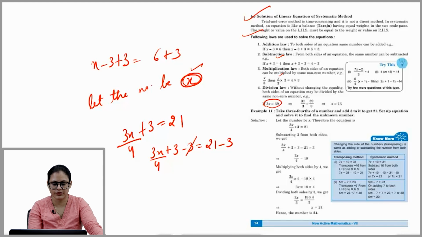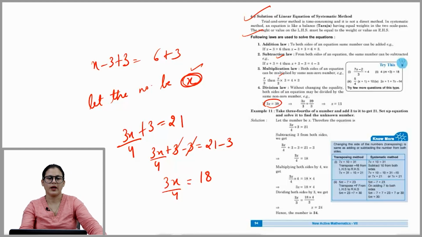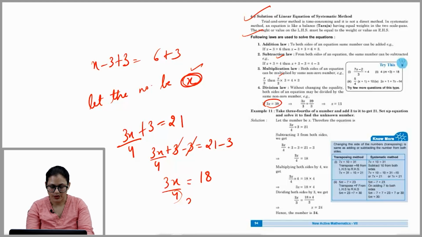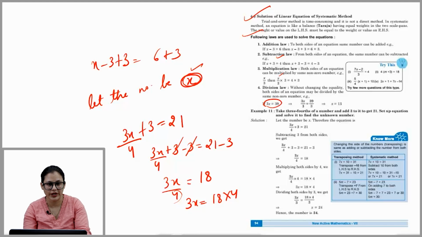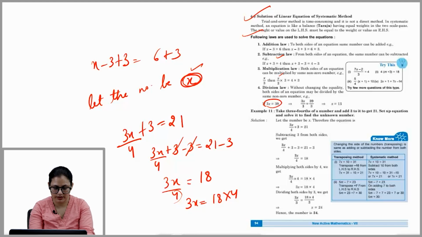Plus 3 and minus 3 goes, 3x by 4 is equal to 21 minus 3, which is 18. Okay. Now 4 is divided here. When we transpose it to the right hand side, its sign will change, meaning it will become multiply. So 3x is equal to 18 into 4.